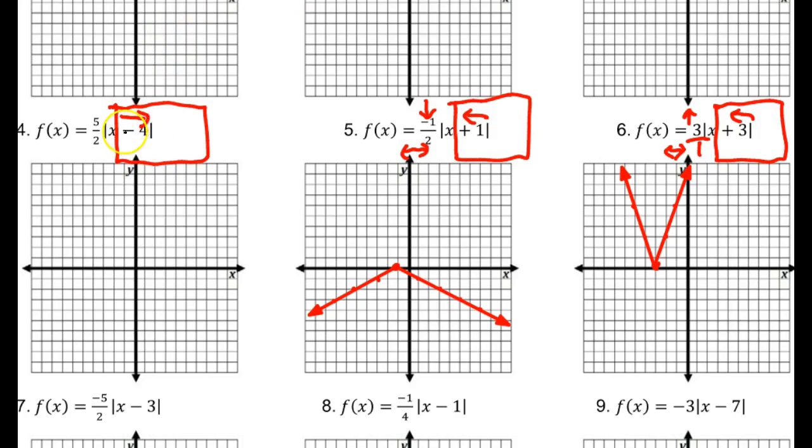Okay. Number 4, we're going to move 4 to the right, and then we're going to go up 5, and then right and left 2. Up 5, right 2, up 5, left 2, and repeat it a couple times. And there we go.